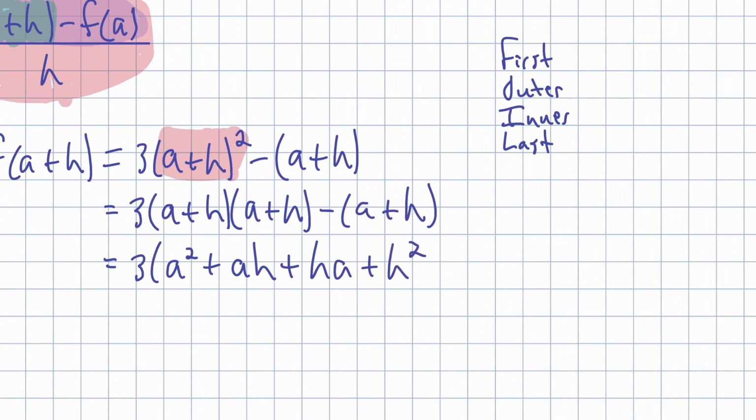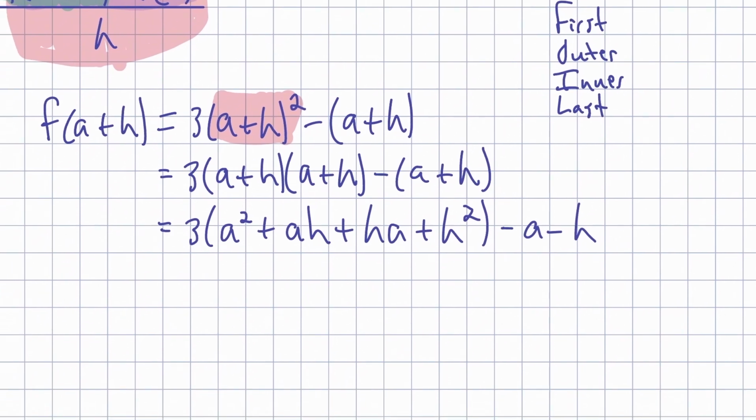Okay, and then I'm going to distribute this minus sign onto both terms. So minus a minus h. Okay. Oh, I forgot something. What did I forget? I just got done talking about it. This open parenthesis needs to have a closed parenthesis as well, before the minus specifically. So sorry about that. Okay, and then I can distribute this 3 onto each one of these. So I'll have 3a squared plus 3ah plus 3ha plus 3h squared.